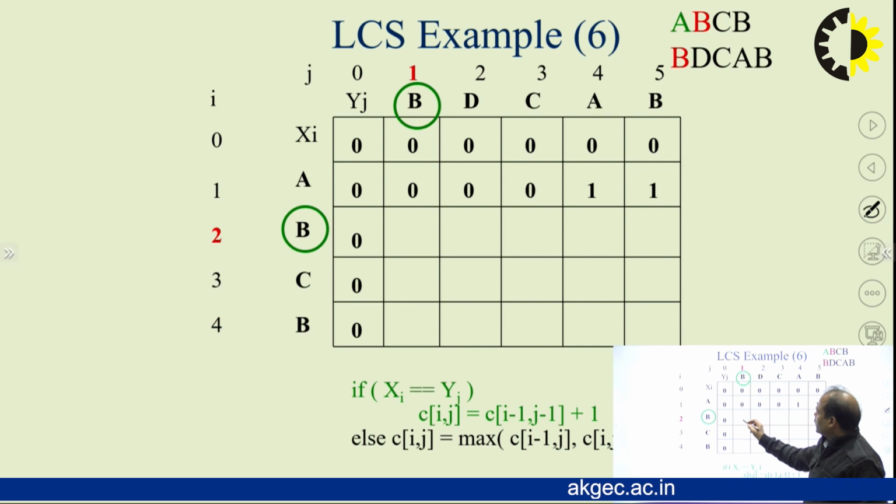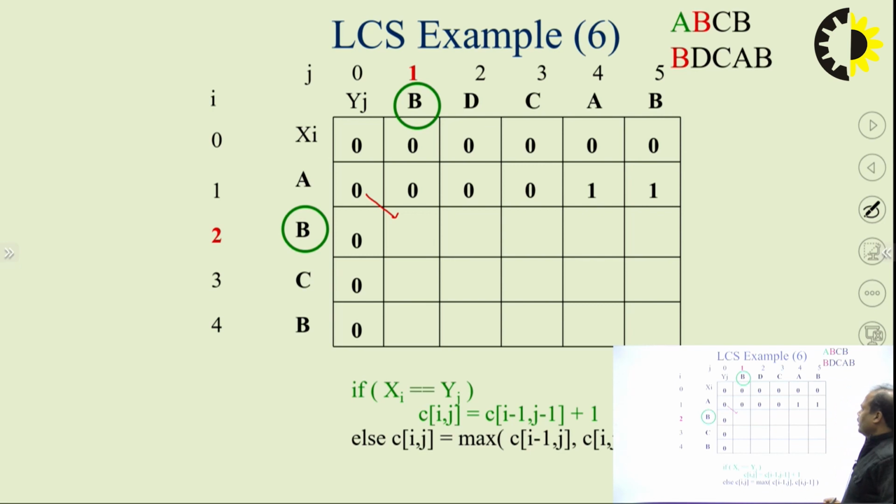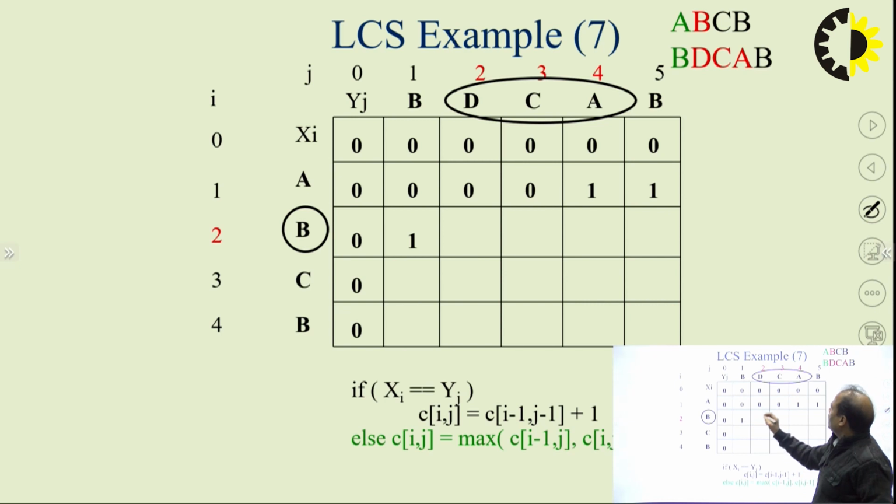Both are matching. Look at here, B and B, there is a match. If there is a match, we will just write it over here by increasing its value by 1. So you see here, this is 1. Same thing over here, again B and D do not match, so this is maximum, we will copy it over here. B and C do not match, this is maximum, we will copy it over here. And then B and A, there is no match, we will copy it over here. Both are equal, so anyone can be copied. Let's copy it over here.